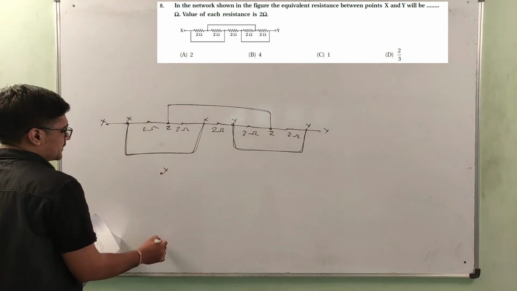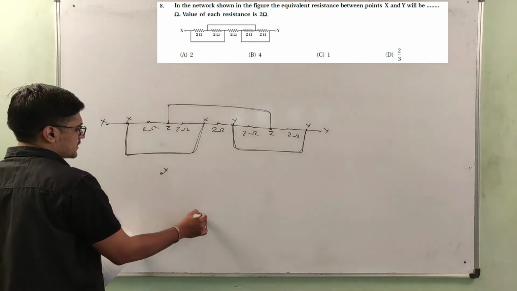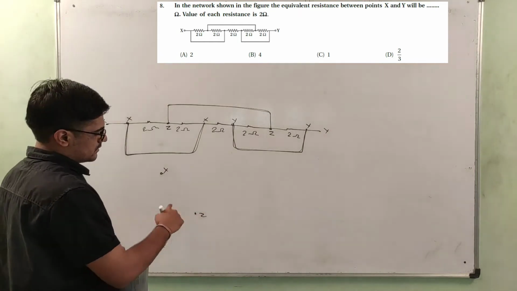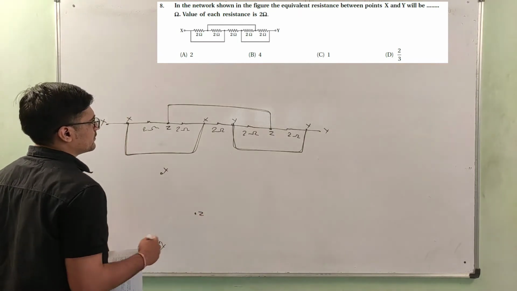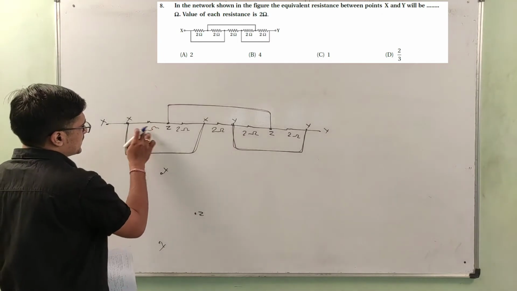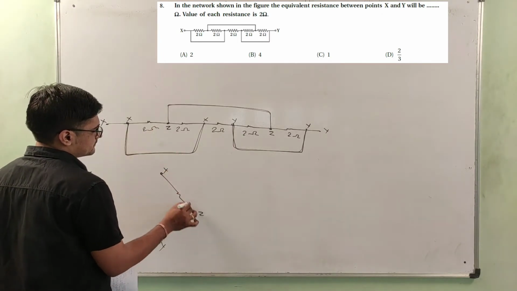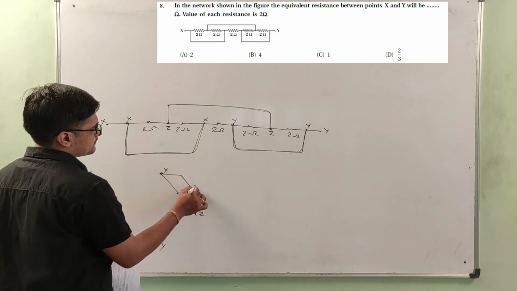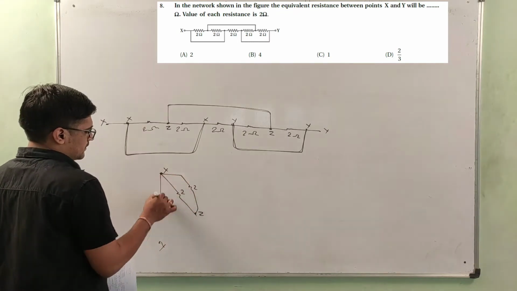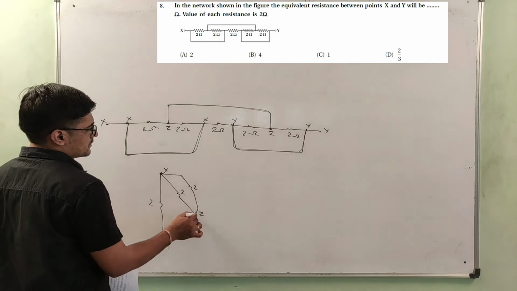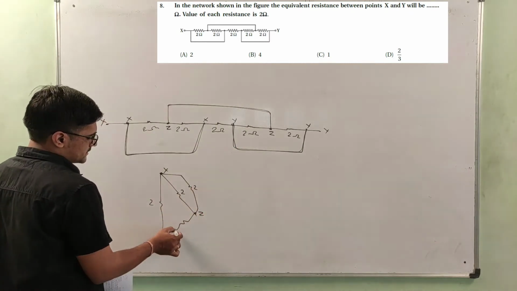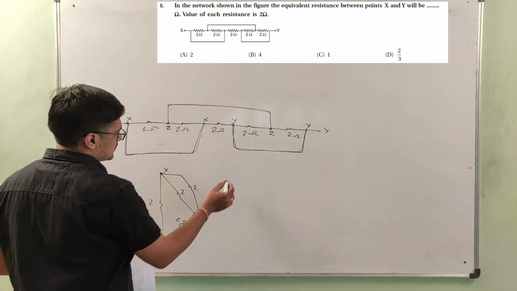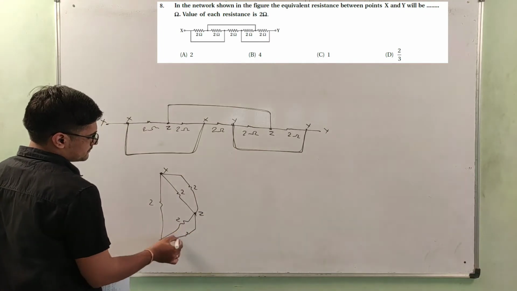Now we have to find the equivalent resistance between X and Y, so keep the other point Z beside these two points. This 2 ohm is connected between X and Z. This 2 ohm is also connected between X and Z. This 2 ohm is connected between X and Y. This 2 ohm is connected between Y and Z. And this 2 ohm is also connected between Y and Z.